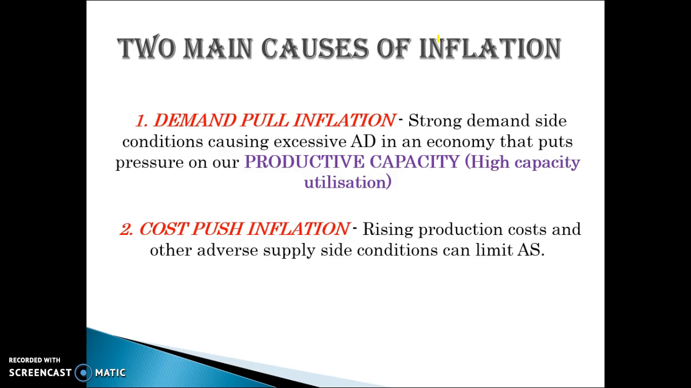So demand pull inflation is caused by anything that causes aggregate demand to shift to the right, which causes strong demand side conditions and therefore puts pressure on our productive capacity because the demand is starting to outweigh the supply. This occurs when we're close to our productive capacity and have higher capacity utilization. And then cost push inflation is caused by a shift left in supply, and that can be caused by rising production costs and any other adverse supply side conditions that limit our aggregate supply.